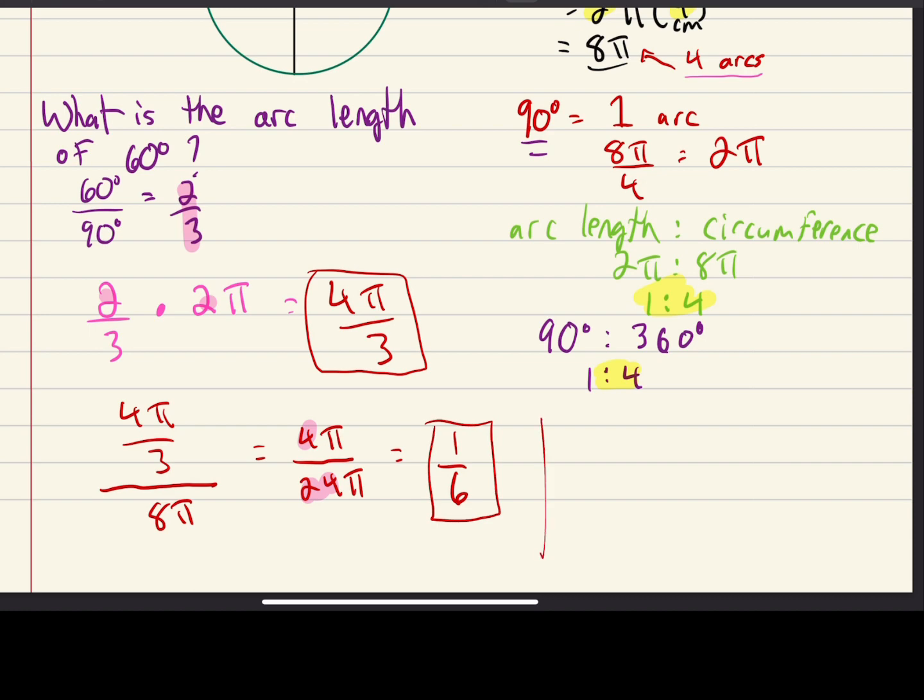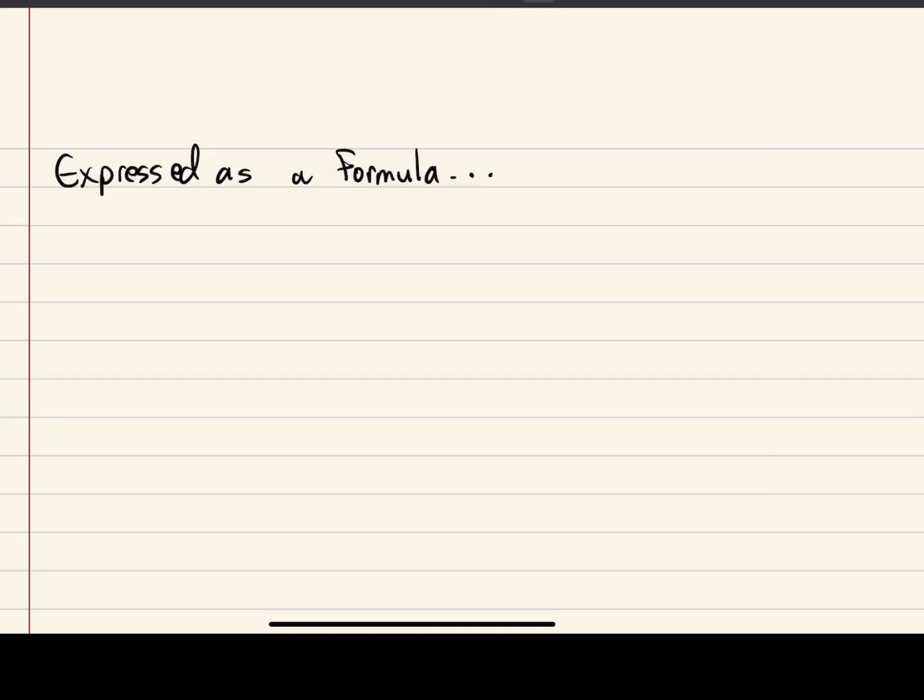Now, if I take the angle, which was 60 degrees, and I divide it by 360 degrees, I would see that after simplification, it is also 1 over 6. Hence, we've proved that the relationship between the principal angle and a full rotation is always going to equal the relationship, or the ratio, I should say, between the arc length and the circumference of a circle.